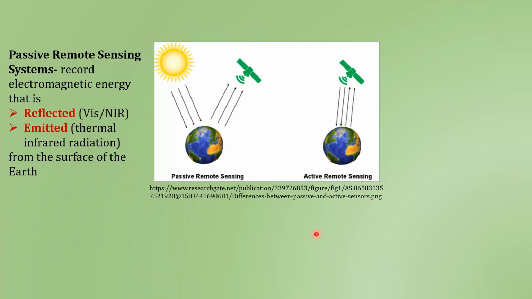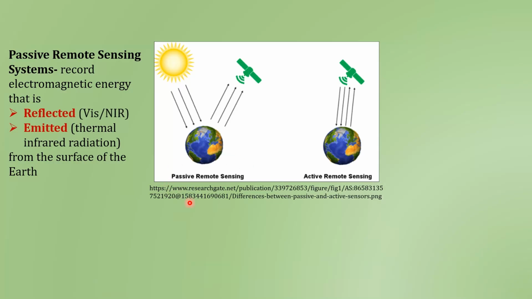Till now, the topics which we have covered in the remote sensing and GIS playlist come under passive remote sensing systems. In passive remote sensing, sensors record the electromagnetic energy that is reflected in the visible or NIR range, or the energy which is emitted in the thermal infrared range. So in passive remote sensing, the source of energy is the sun, and the energy which is reflected or emitted from the terrain is recorded by the sensor.